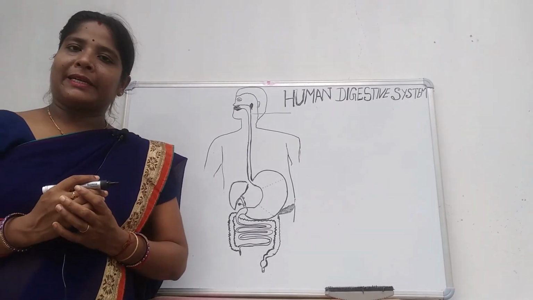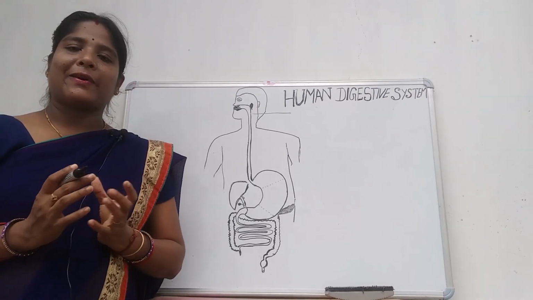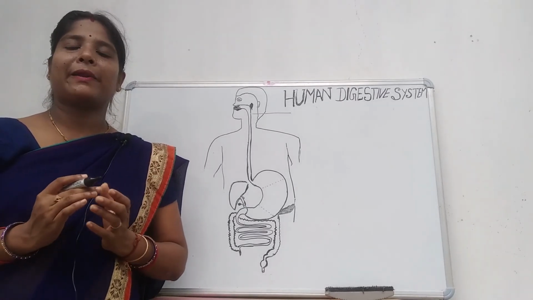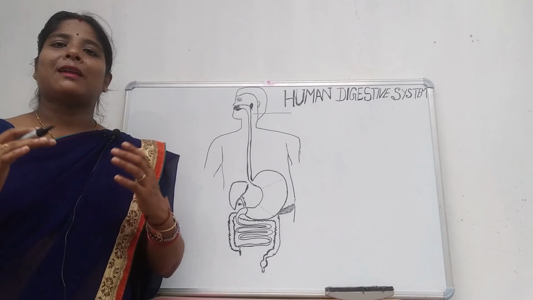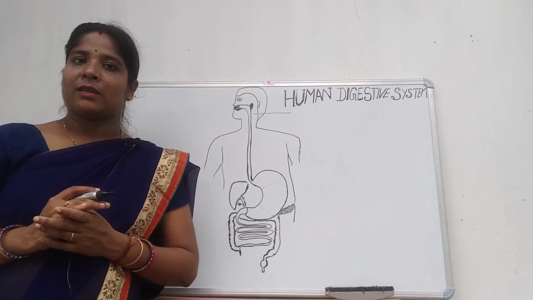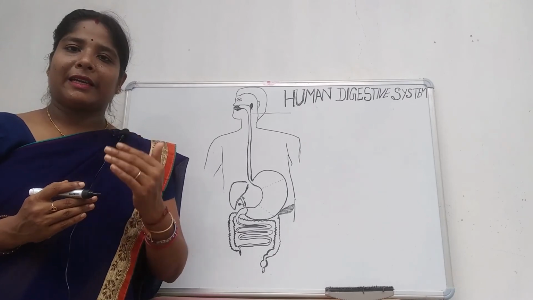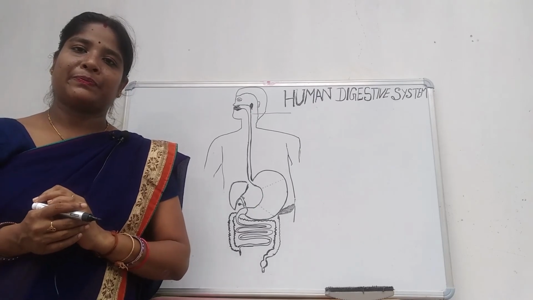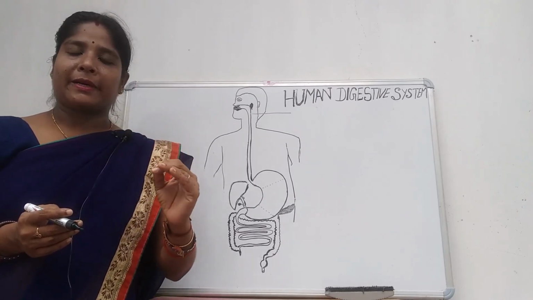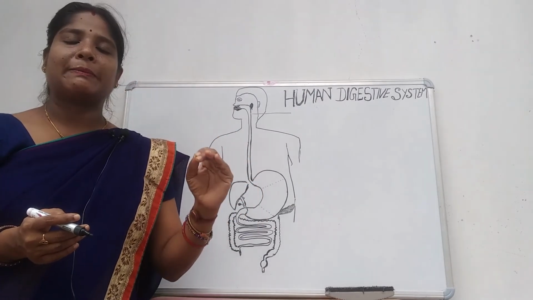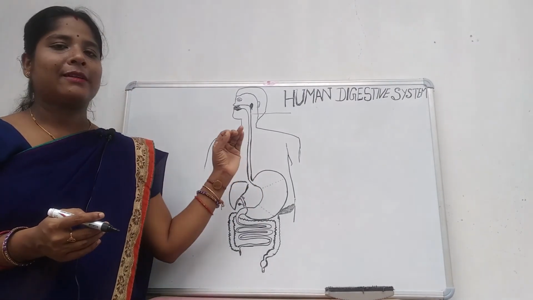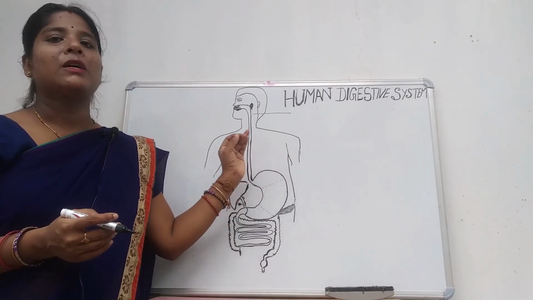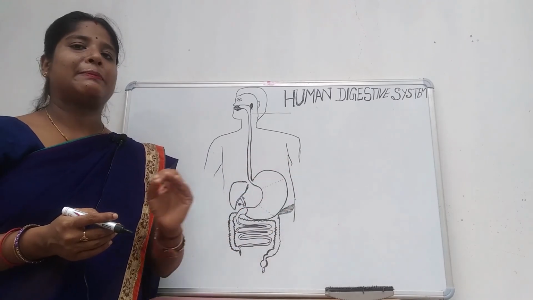We eat different types of food such as carbohydrates, fats, proteins, and all these foods are complex in nature or larger in size, but our body requires the simpler form of the food. So to convert the complex food to a simpler form, digestion is the physiological process that breaks down the complex form of the food to the simpler form.